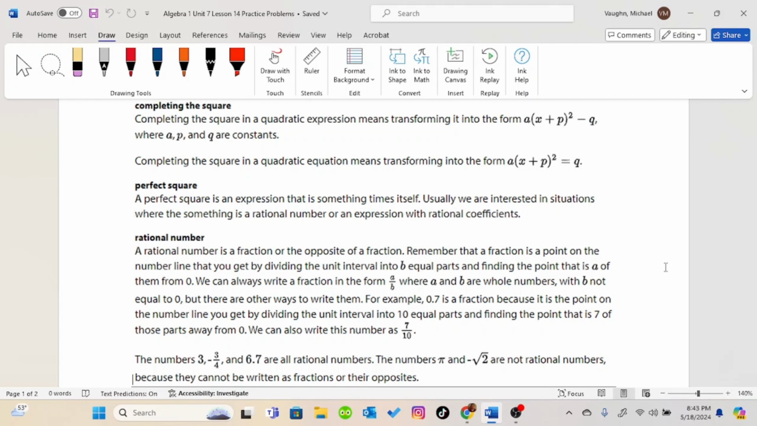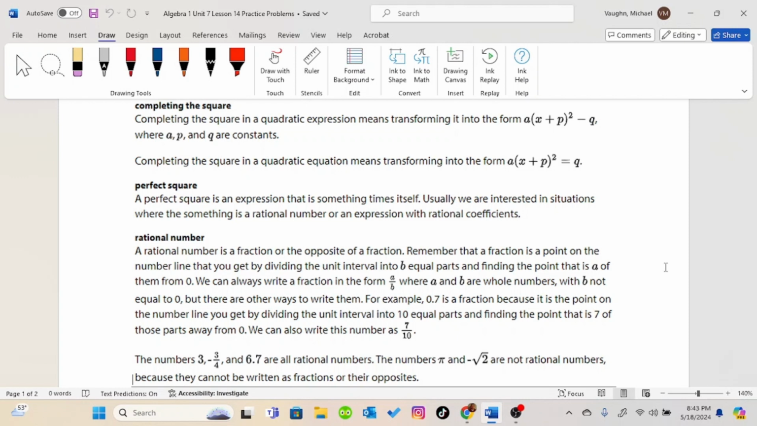Remember that a fraction is a point on the number line that you get by dividing the unit interval into b equal parts and finding the point that is a of them from 0. We can always write a fraction in the form a over b, where a and b are whole numbers with b not equal to 0. But there are other ways to write them.